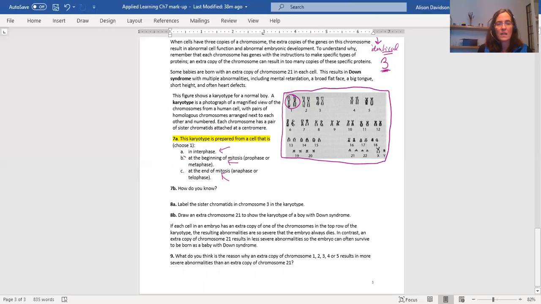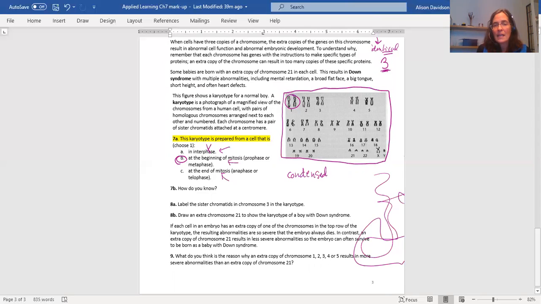And the answer here is B. It's at the beginning of mitosis. It's not in interphase because each of these chromosomes is in condensed state. If it was in interphase, it would be in its long, stringy chromatin form, and we wouldn't be able to see them as individual discrete chromosomes. So we know it's not interphase.